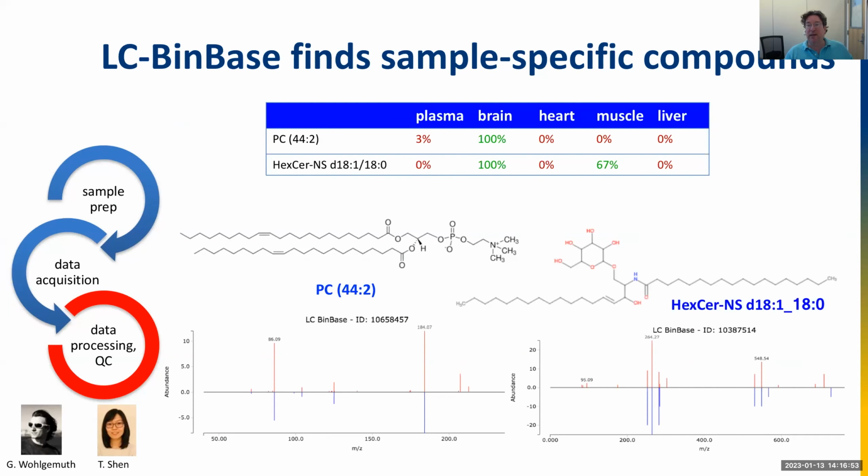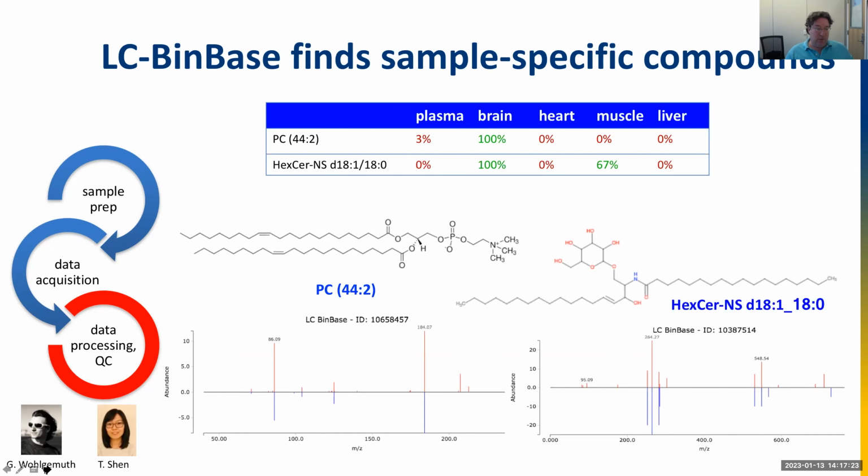LC-Binbase now finds sample-specific compounds. This is from the NIH Common Fund that Dr. Kui mentioned. Here we had plasma, brain, heart, muscle, and liver, and we see certain lipids that are only in brain, for example, PC44-2, or certain lipids that are only in brain and muscle, but not in liver, heart, and plasma. And that explains the beauty of cross-study and cross-matrix alignments and comparisons.